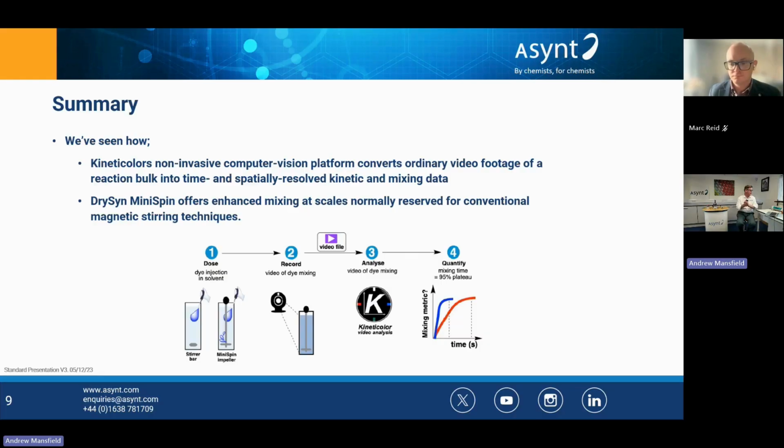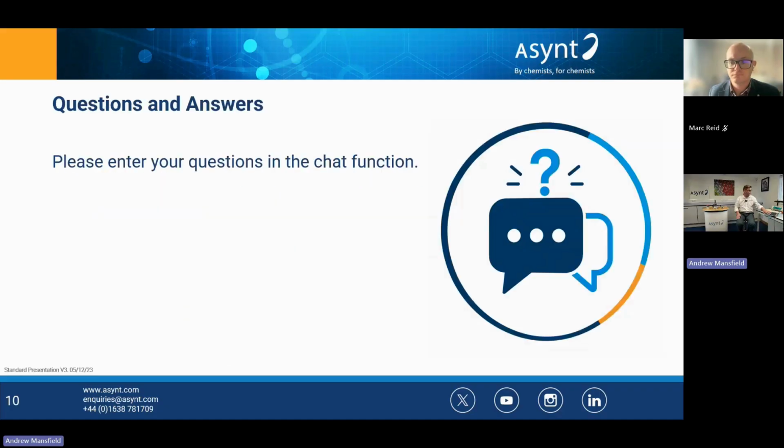Just to say that we've seen a very nice introduction to Kineticolor's non-invasive computer-driven software, and we can see how that can impact our understanding of time and spatially resolved kinetics and mixing data. And I've given you a brief introduction to our new overhead stirring system for small scales, which previously hasn't been available. So what I'm going to do now is open the floor to questions.